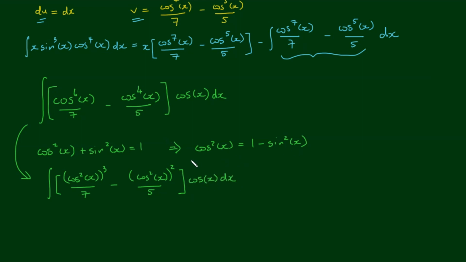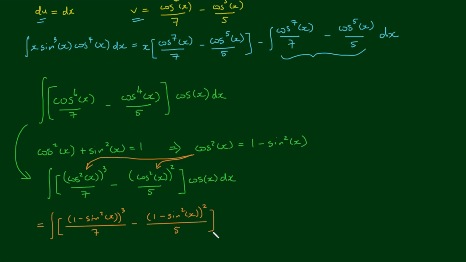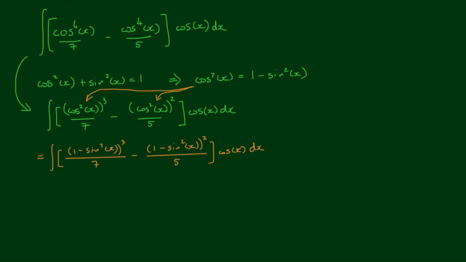And now because cosine squared equals 1 minus sine squared, I'm just going to plug these into here. So the integral becomes 1 minus sine squared of x cubed over 7 minus 1 minus sine squared of x all squared on 5, times cosine of x dx. Okay, I might be making this more complicated, but this is where we start to simplify. So we're going to make a substitution. I'm going to use the letter p, so let's let p equal sine of x.